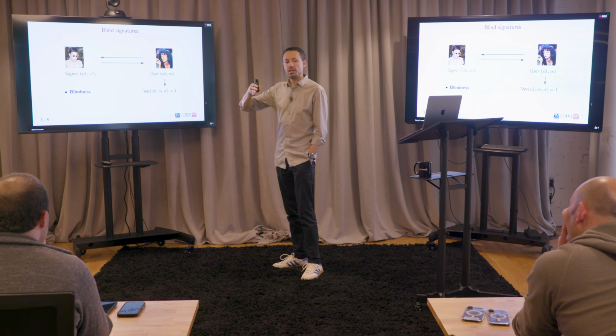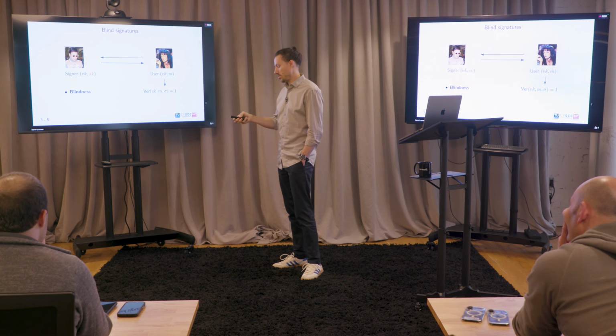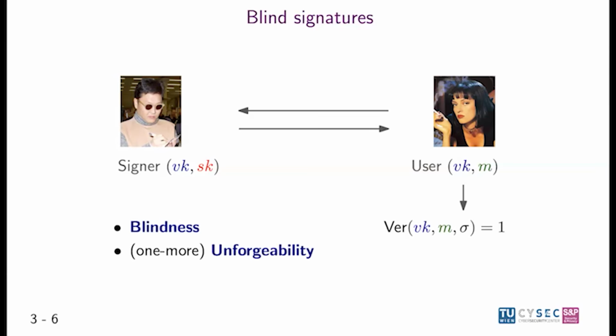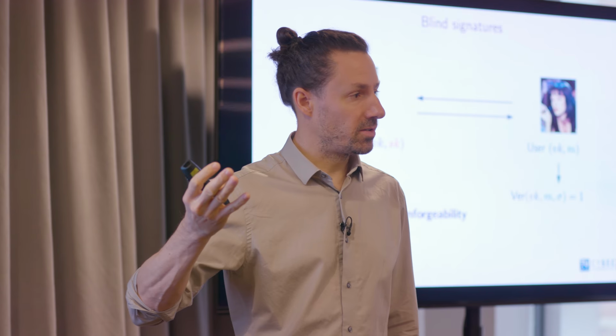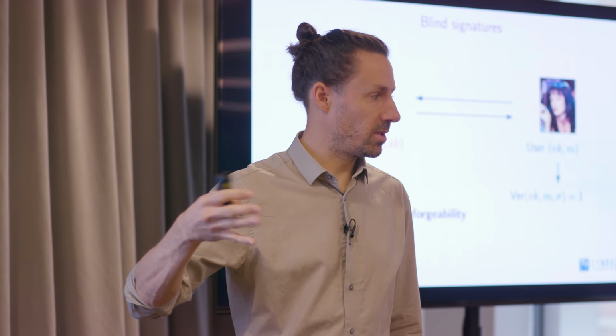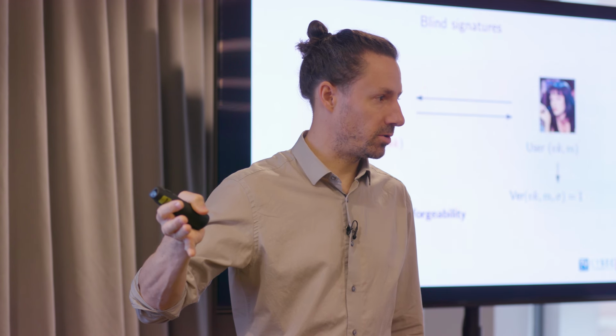Moreover, we want something stronger, which is that if he later sees the signature, he cannot link it to any of the signature issuings that he has run in the past. Now, in terms of unforgeability, all we can ask for, since Sai doesn't know what he's signing, is that if he runs this signature issuing protocol n times, then no one can produce n+1 signatures. And that's called one-more unforgeability.